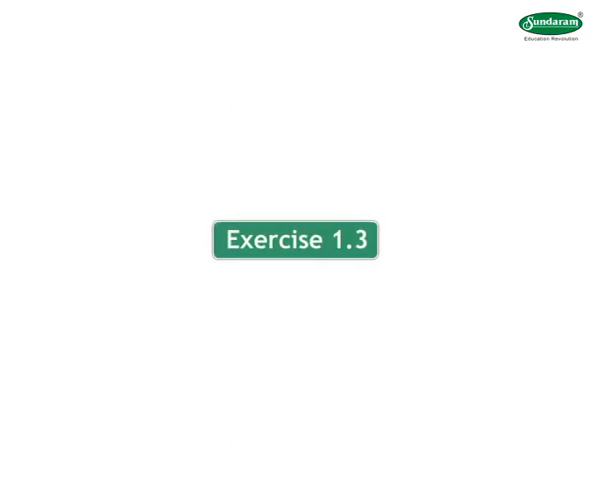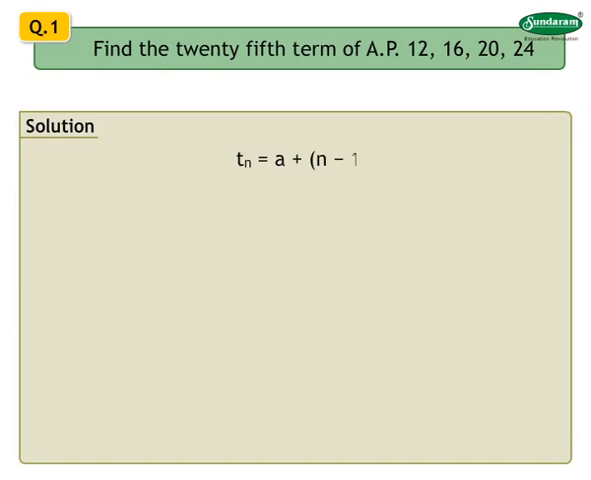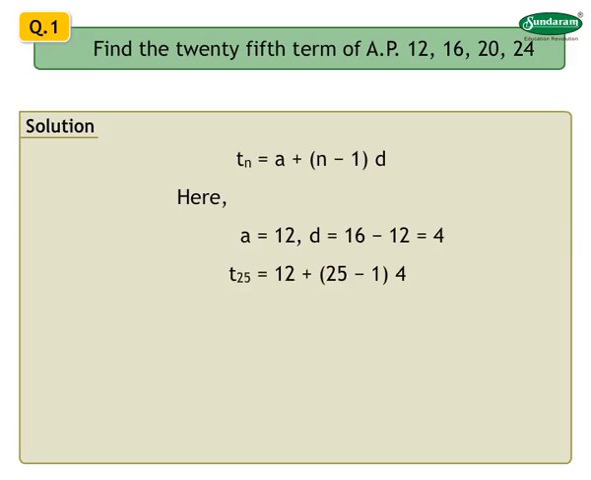Let us solve exercise 1.3. Number 1. Find the 25th term of AP 12, 16, 20, 24. Solution. Tn is equal to A plus n minus 1 into D. Here, A is equal to 12, D is equal to 16 minus 12 is equal to 4. T25 is equal to 12 plus 25 minus 1 into 4 is equal to 12 plus 24 into 4 is equal to 12 plus 96 is equal to 108. Therefore, T25 is equal to 108.